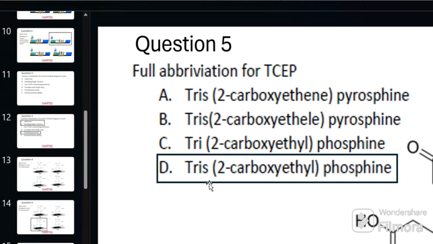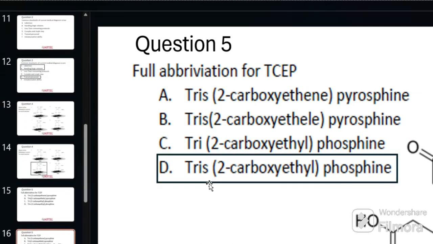I'll only give out the answer. So basically this is tris(2-carboxyethyl)phosphine. This is the chemical structure. This is a very important chemical in the biosensing application. This is a reducing agent.